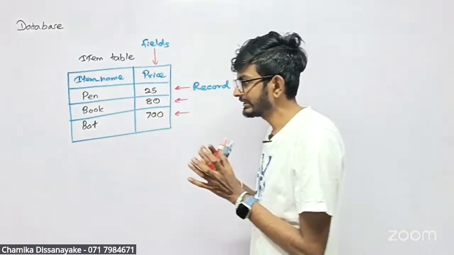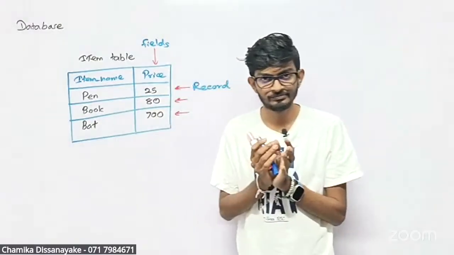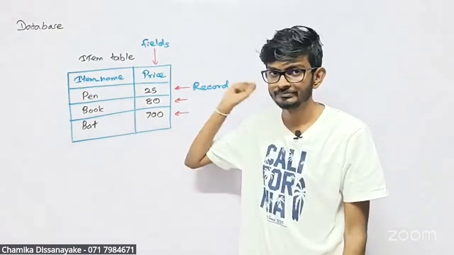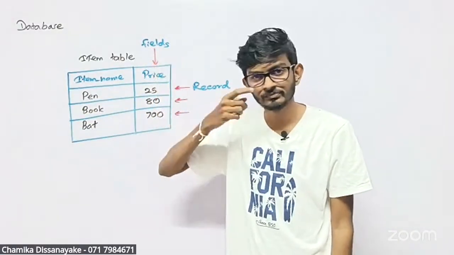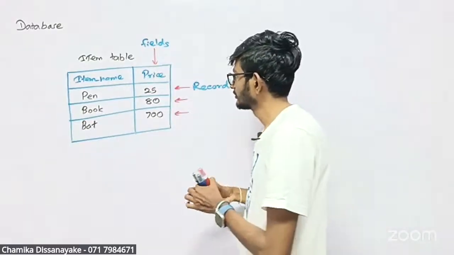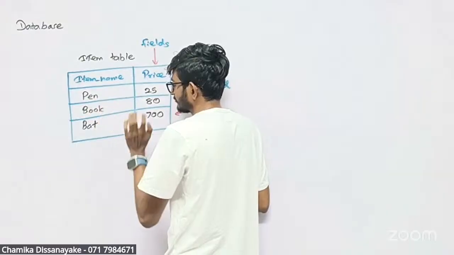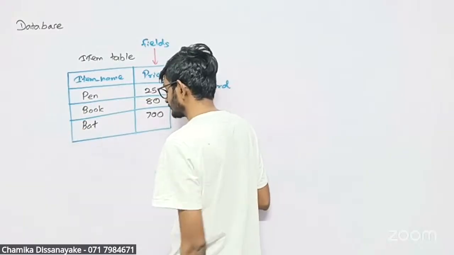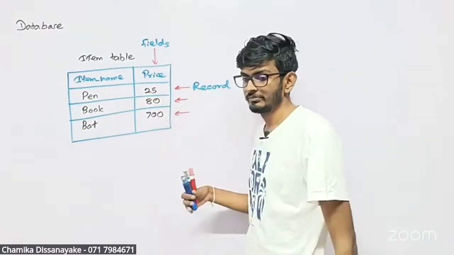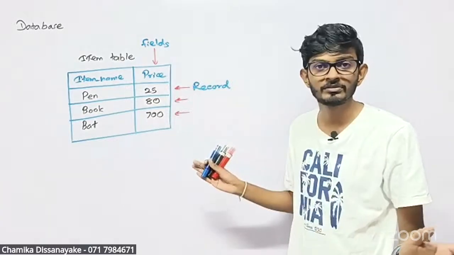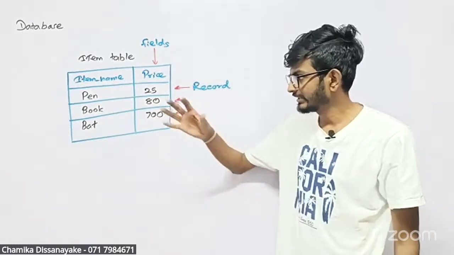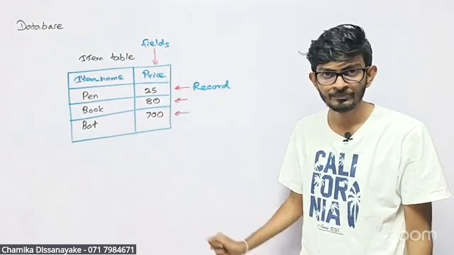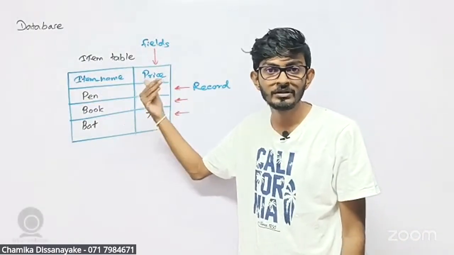There are several keys. There are several things used in this table, and those are called keys. Here we have several items. We have pen, we have book, we have bat, and we can have more than that, more than 100, or even 200 items. So the thing is, we need to identify each of these items separately.